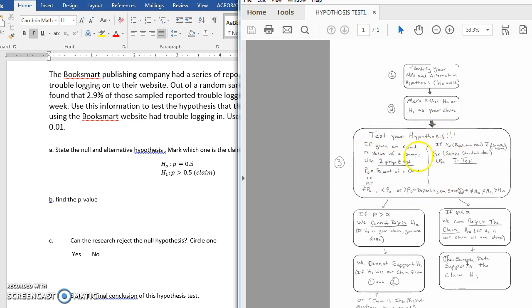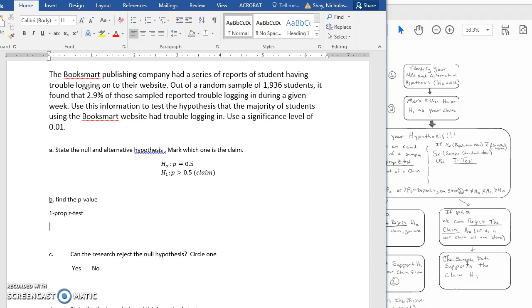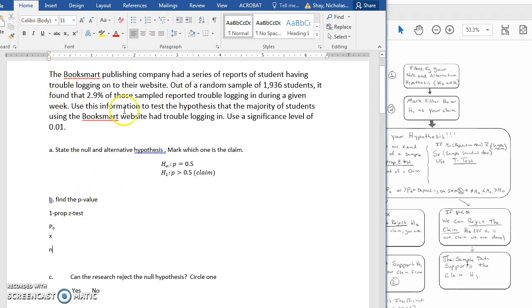Now we're going to test our hypothesis. If we're given an x and an n value in a sample, we're going to use the one prop z test. You can see that we're using the p value, so we know we're going to do the one prop z test. And we need a few values for that. We need a p0, we need an x value, and we need an n value. I'll show you the stuff in the calculator in a second, but let's go through this and try to figure this out. We also need a significance level.